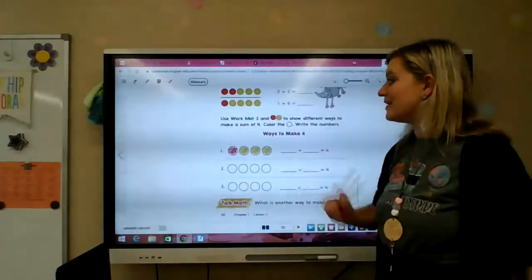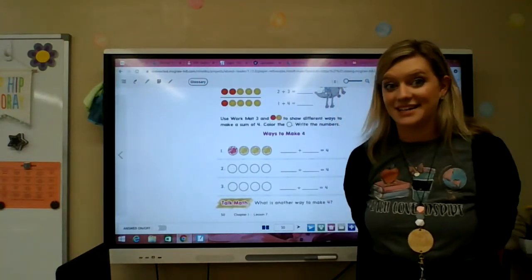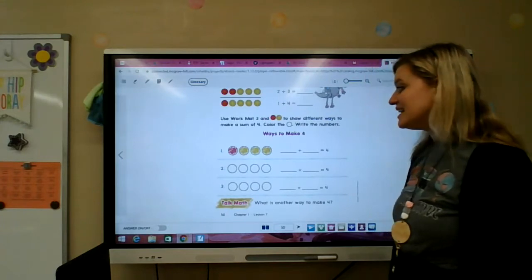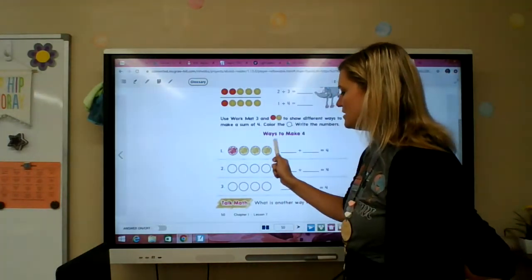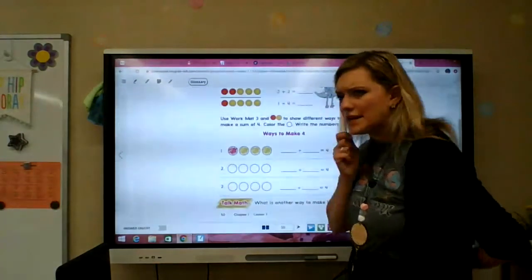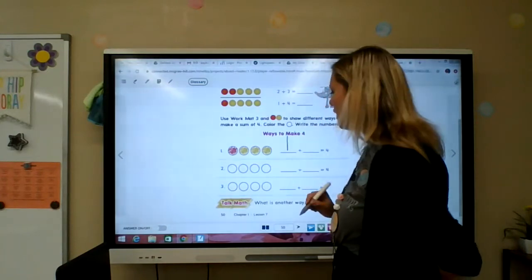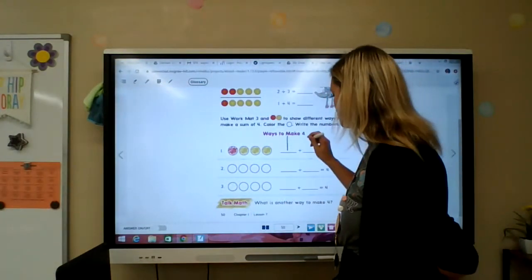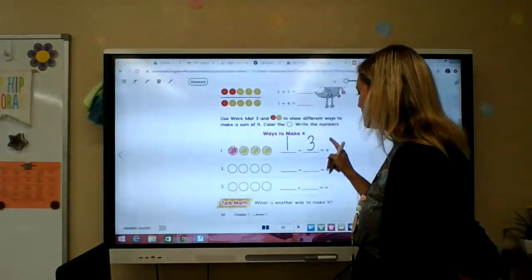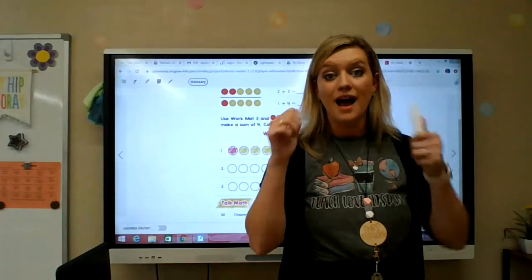All right, we are going to have to color in to figure out ways to make 4 down here. So they did the first one for us, and they chose 1 red and 1, 2, 3 yellows. How many red again? 1 red. So we're going to write down 1. How many yellows? 1, 2, 3 yellows. 1 plus 3 equals 4. Does that work? Well, I have 3. Count one more on. That's 4. It works.